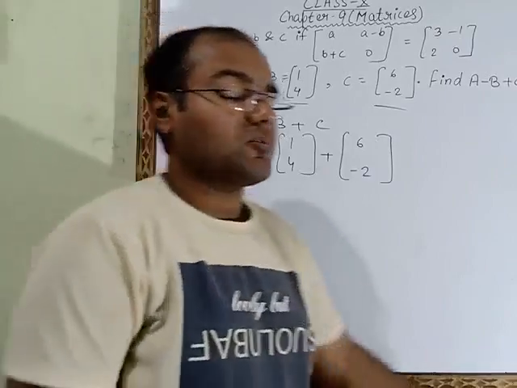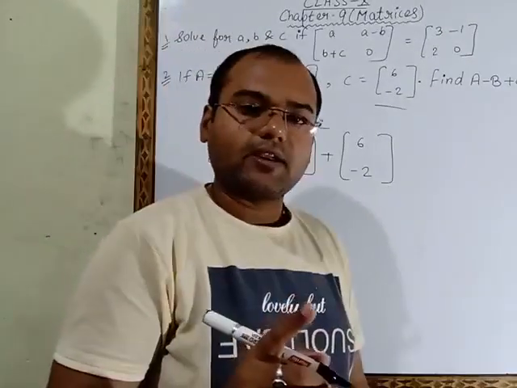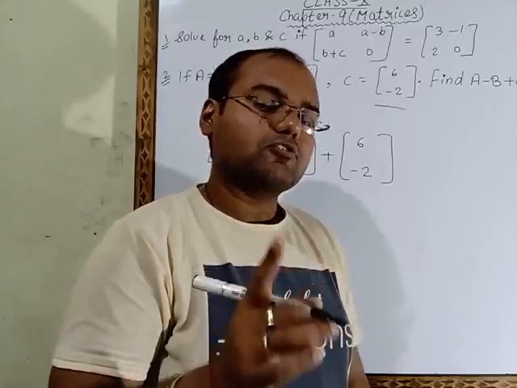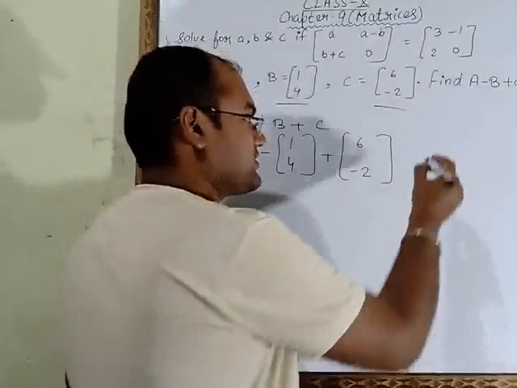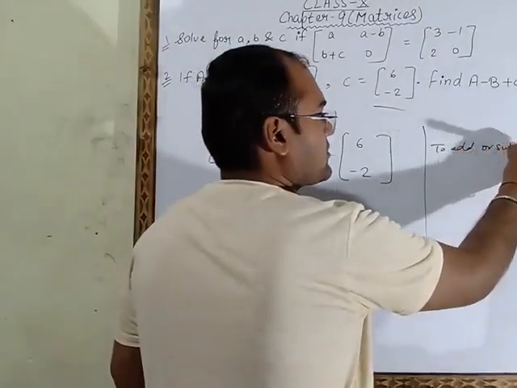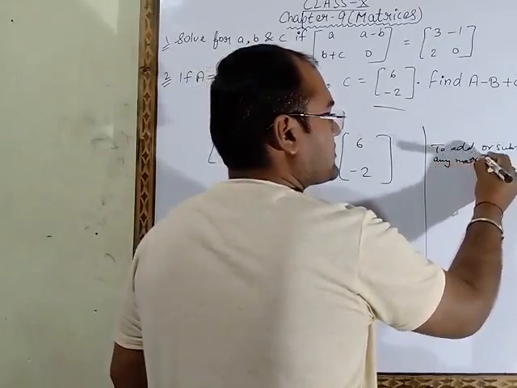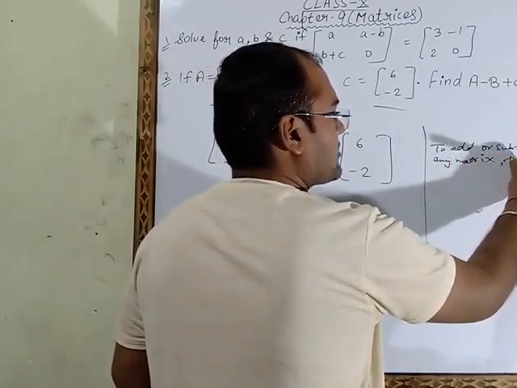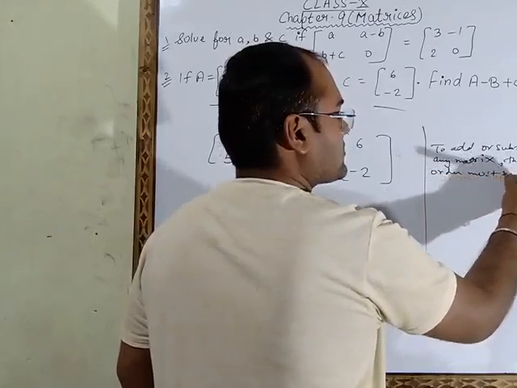So here you have to remember one thing. In order to add or subtract any matrices, the order of those matrices should be the same. To add or subtract, what is the rule? The rule is that to add or subtract any matrices, their order must be the same.